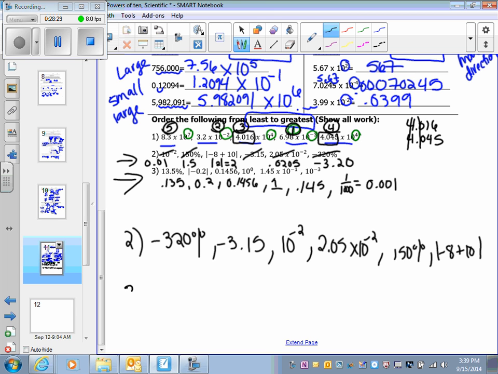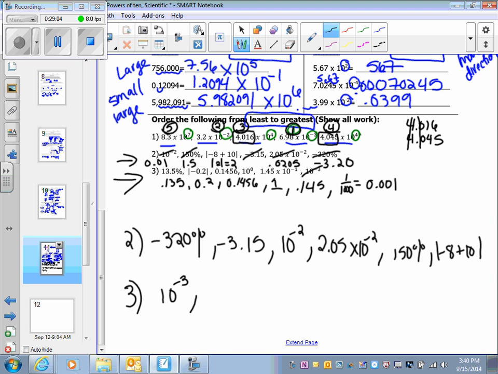Okay, so I'm going to do 3 down here too, so I have enough room. Again, I made these all decimals. So 13.5%, I made a decimal. Negative 0.2, I found the absolute value. This one was good to go. 10 to the 0 power is 1. This one I moved once to the left, and this one is 1 over 1,000. Okay, so let's see here. The smallest value here is 10 to the negative third, because that is 1,000. Okay, so I took care of that.